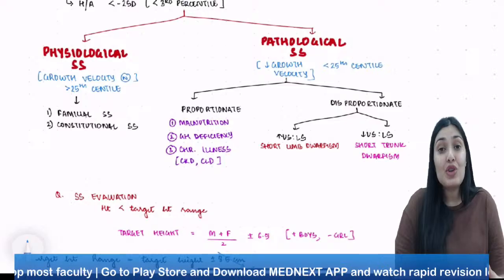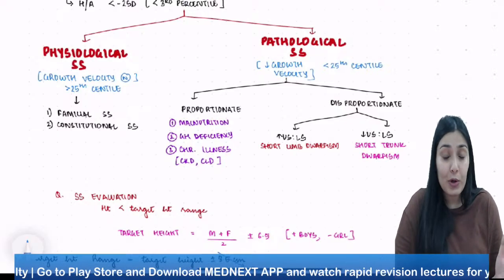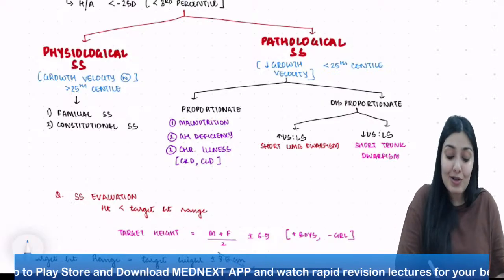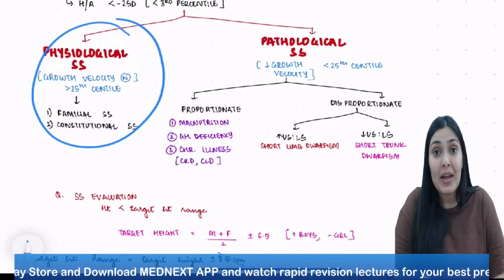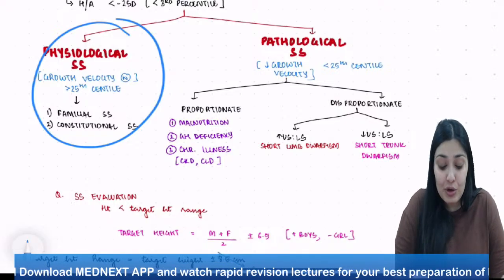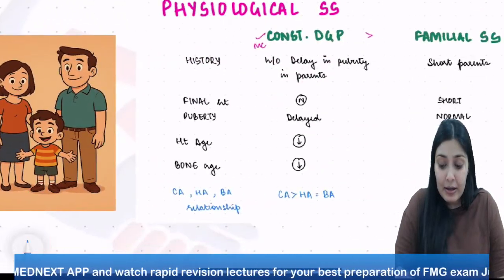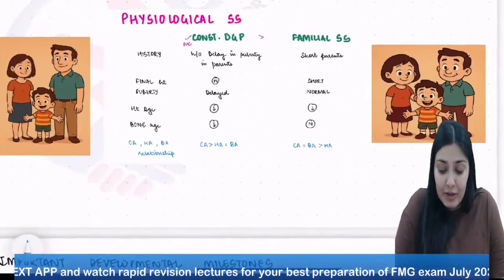The short stature could either be a physiological short stature or a pathological short stature. Physiological short stature is what is important for an exam. It includes the familial short stature and constitutional short stature. Very important concept, very basic concept.